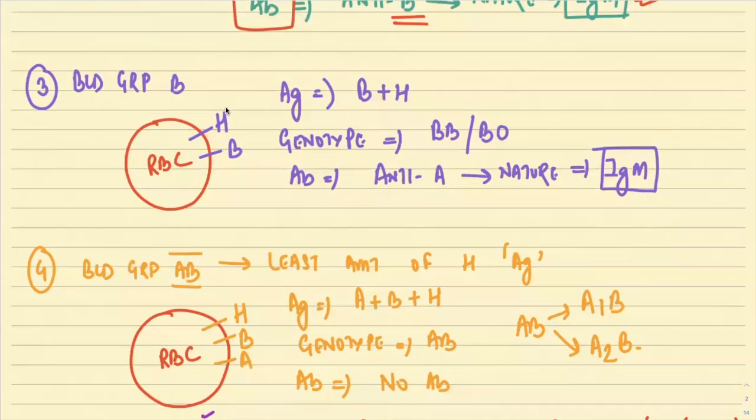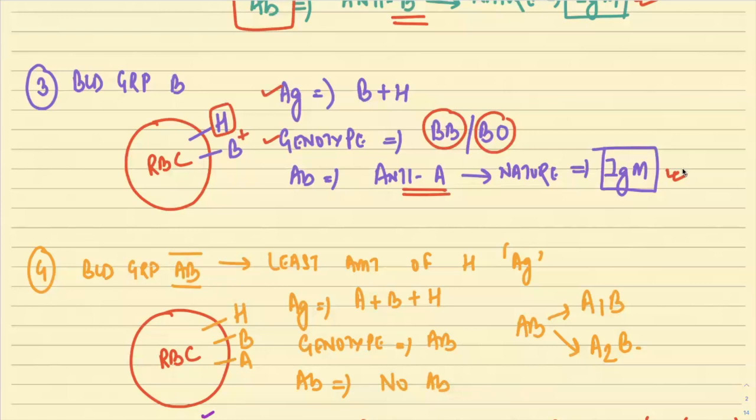Now the blood group B antigen again becomes very simple. On the RBC surface, H will be there, along with that there is a B antigen. So the total antigen is B plus H, and the genotype of this individual is BB or BO. Again, the corresponding antibody, according to Landsteiner's law, cannot be anti-B. It will be anti-A, and the nature of this antibody is IgM type.